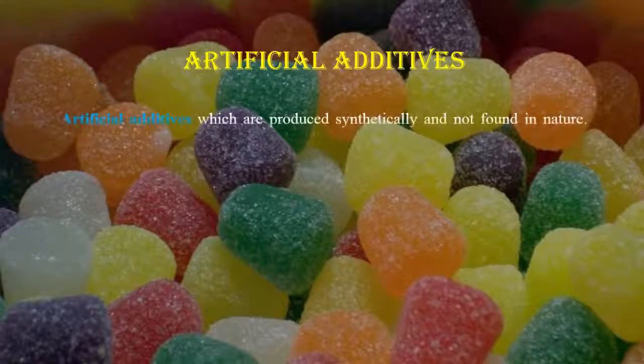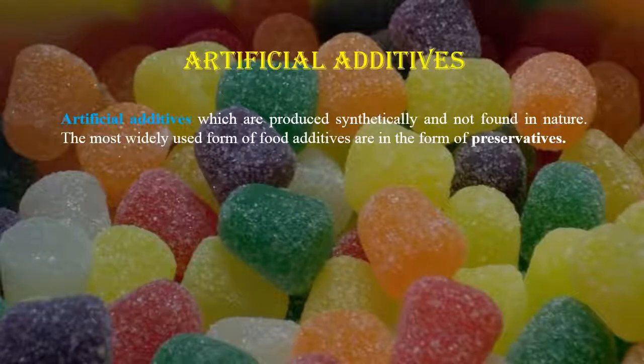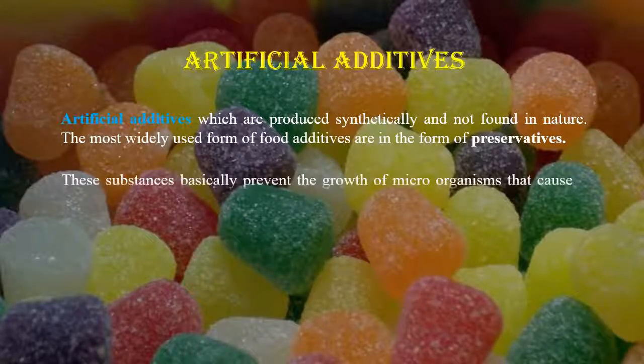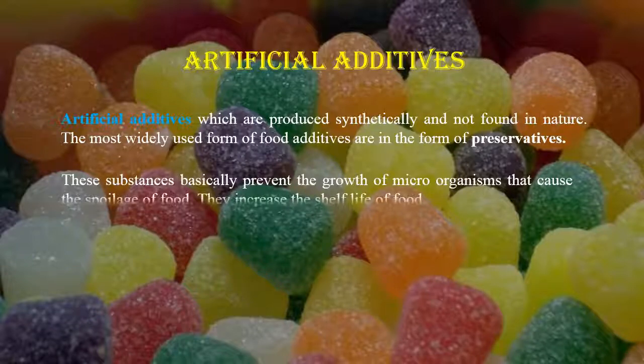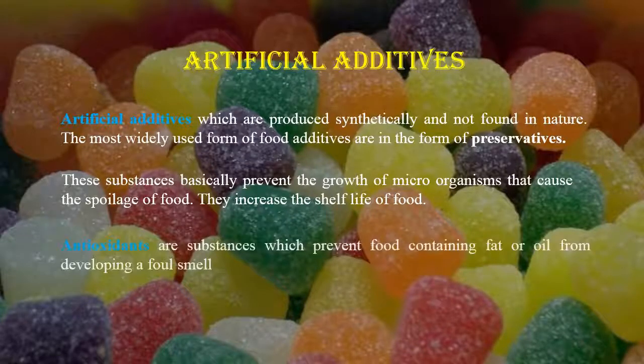The most widely used form of food additives are preservatives. These substances basically prevent the growth of microorganisms that cause the spoilage of food. They increase the shelf life of food. Antioxidants are substances which prevent food containing fat or oil from developing a foul smell.